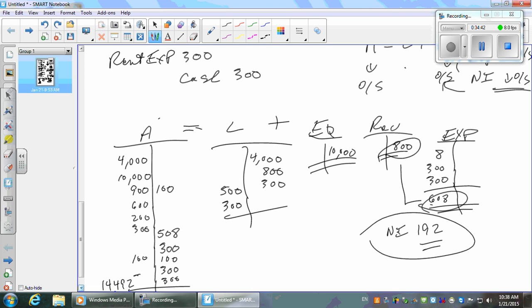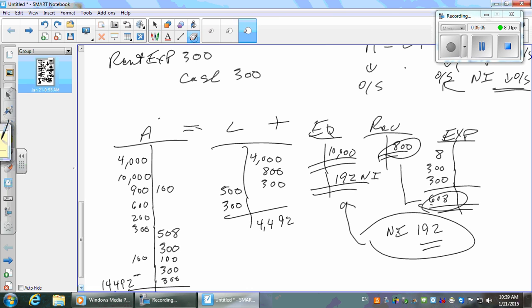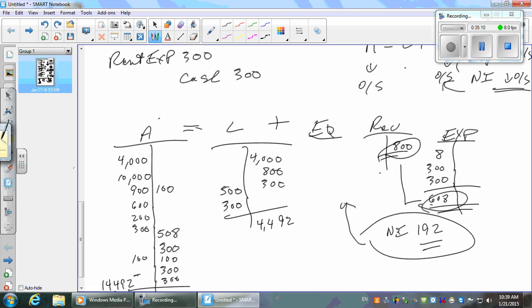Oh, that didn't work. What did I do wrong? Oh, the net income gets added to equity, retained earnings. You've got to remember to do that, and I didn't do it on purpose this time. The 192 net income increased my equity to how much? In equity we had 10,000, and I just added 192. How much do we have now?